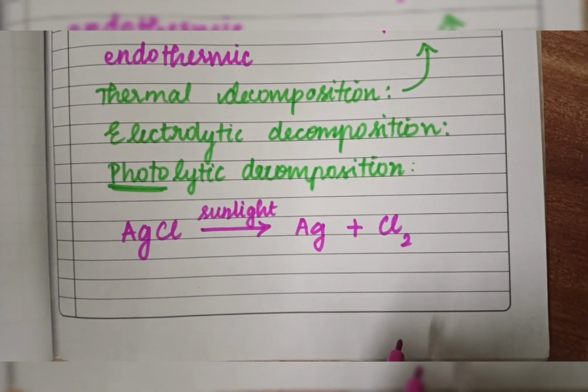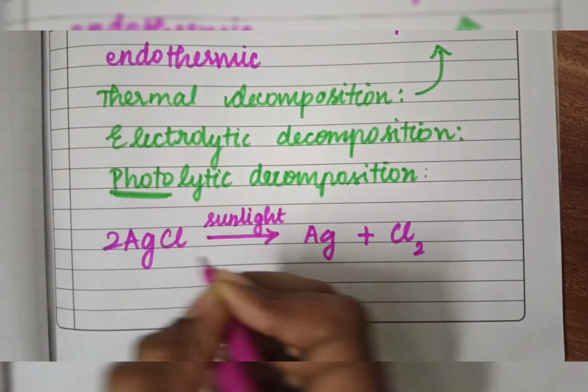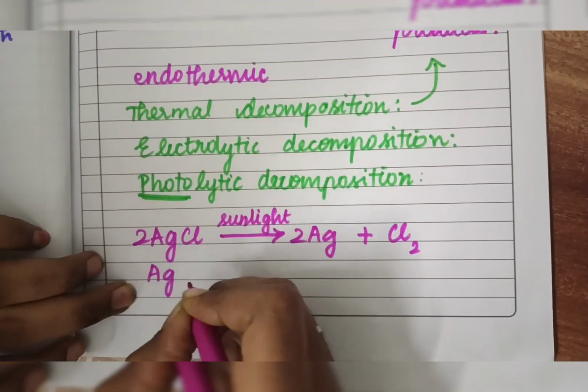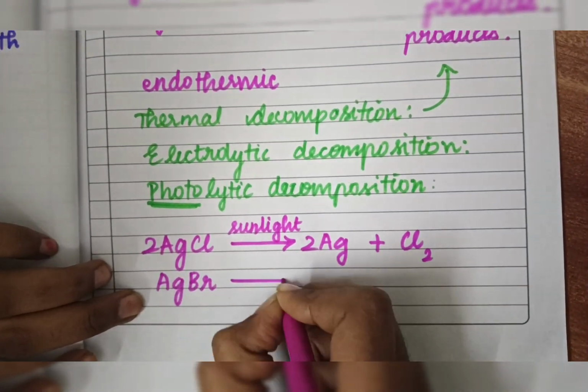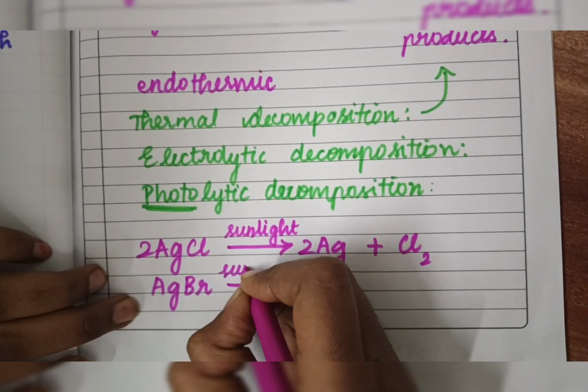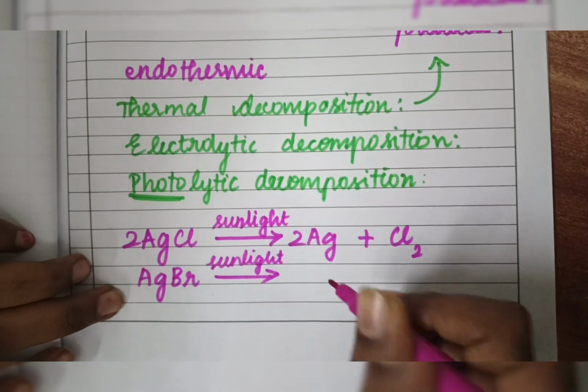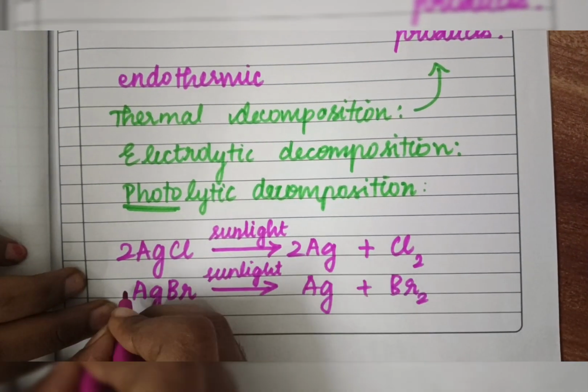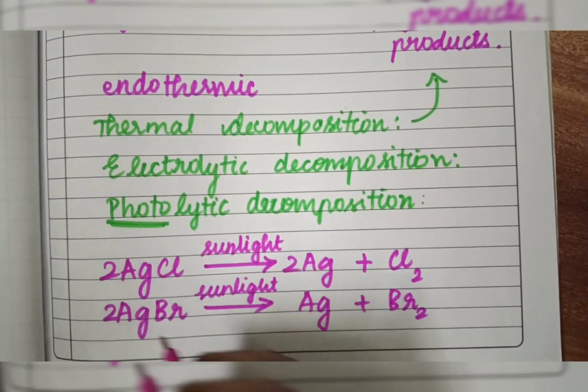We need to balance this equation, right? So 2 chlorine, 2 silver. Another example is silver bromide. In the same way, sunlight is passing through silver bromide, it splits into silver and bromine. Silver and bromine gas.